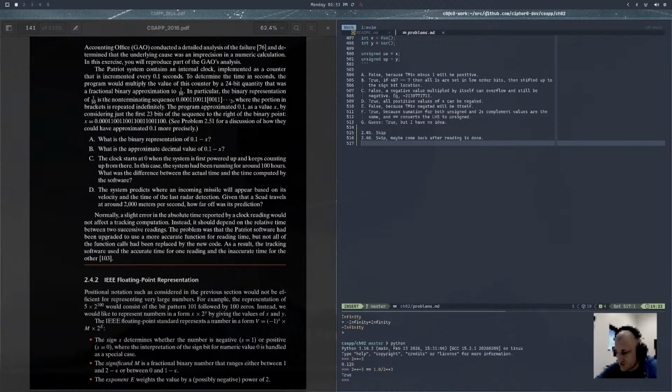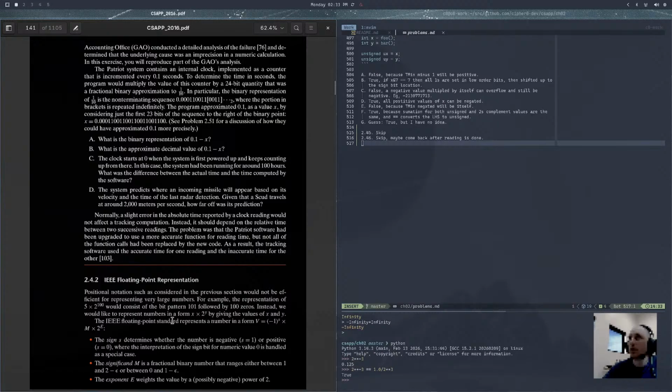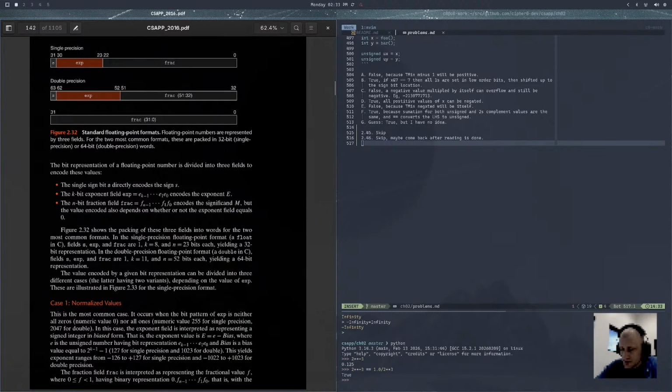The standard floating point formats, a little diagram here. So you've got single precision and double precision, where for single precision you have 8 bits for the exponent, and for double precision you have 11 bits. And there are 64 bits in doubles. Standard floating point formats: floating point numbers are represented by 3 fields. For the 2 most common formats, these are packed in 32-bit single precision or 64-bit double precision words.